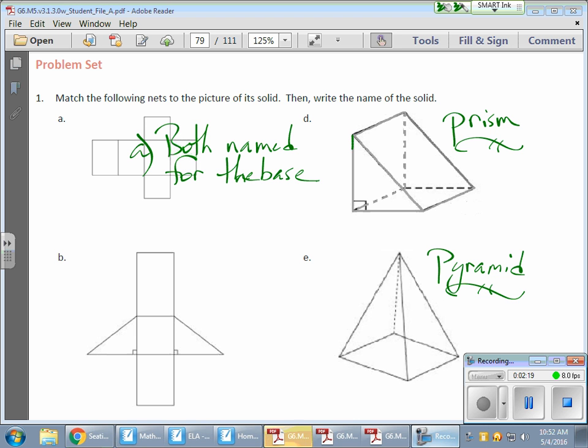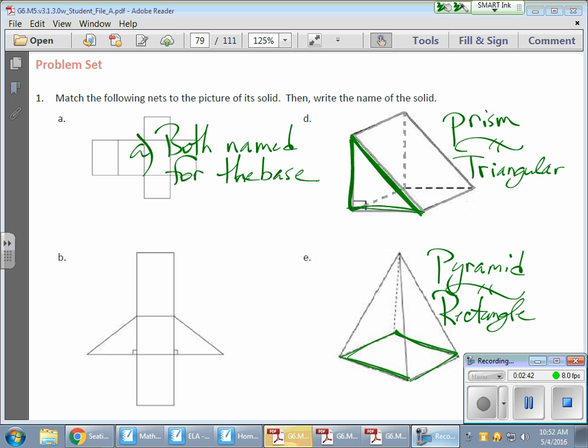So here's the base of this guy, and it's in the shape of a triangle, okay? So this would be a triangular something, and we'll get to that in a second. And this guy's base is this rectangle right here, a square, okay? So this would be my rectangle. And the fact that this is a prism means that the face opposite the base is identical, okay? So they both are named for the base.